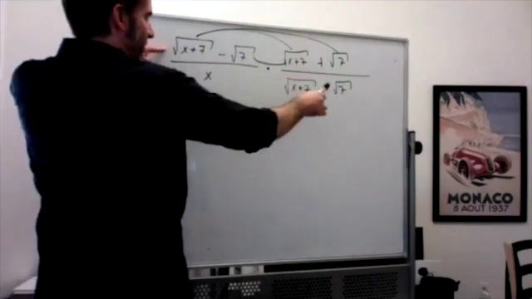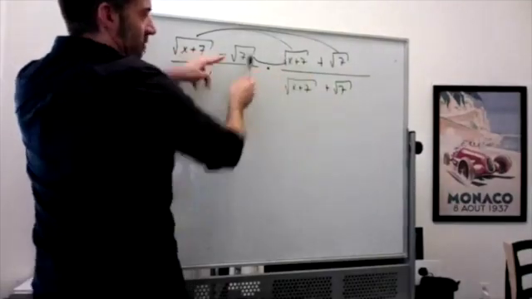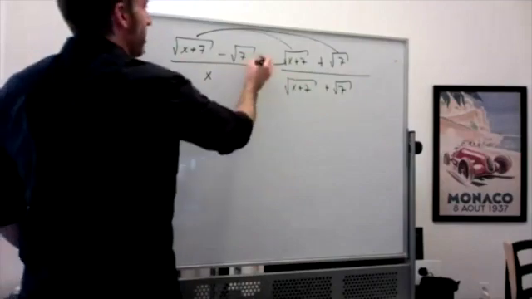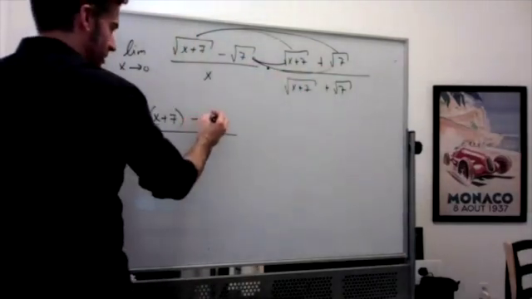This is square root of x plus 7 times square root of 7. This is negative square root of x plus 7 times square root of 7. Those cancel. That's why we multiply by the conjugate. And then finally, minus square root of 7 times square root of 7 is going to be minus 7.